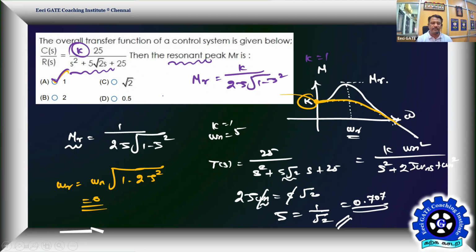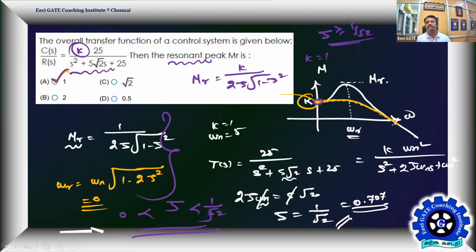In fact, these two expressions are valid only when zeta falls between 0 and 1 by root 2. There is no resonance in a second order system when zeta is greater than or equal to 1 by root 2, so the maximum will be your DC gain itself. If they say resonance without the resonance condition, that's the maximum. He didn't go for zeta greater than 1 by root 2. He played at the boundary where the second order system is going to have no resonance, that is omega_r will become 0, and M_r will become k itself, the DC gain itself. That's a very good problem connected to the fundamentals of second order frequency domain response.